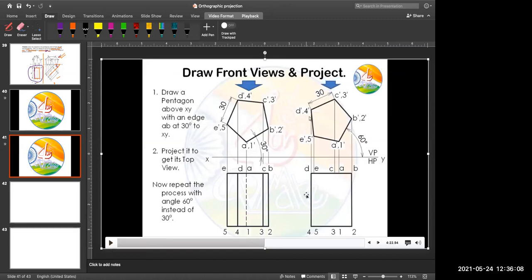So here in this second part, can anyone from the class tell me, in the top view, what are the lines that will not be visible, that you have to mark with dash lines or hidden lines? Can anyone tell me?